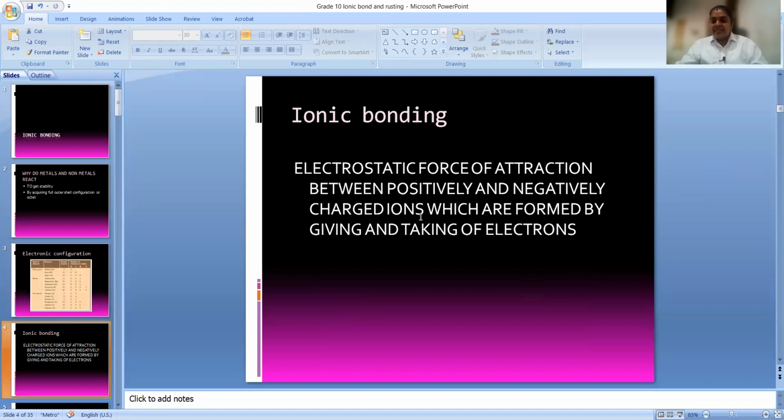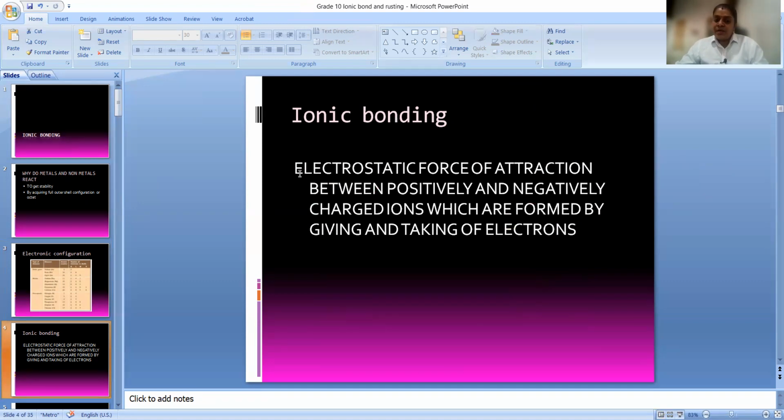So I already discussed that the metal will be leaving electron and forming positive charge, and non-metal will be gaining electron and getting negative charge. So you are getting positively and negatively charged ions. Once you get positively and negatively charged ions, there will be attraction between these oppositely charged ions. That is called ionic bonding.